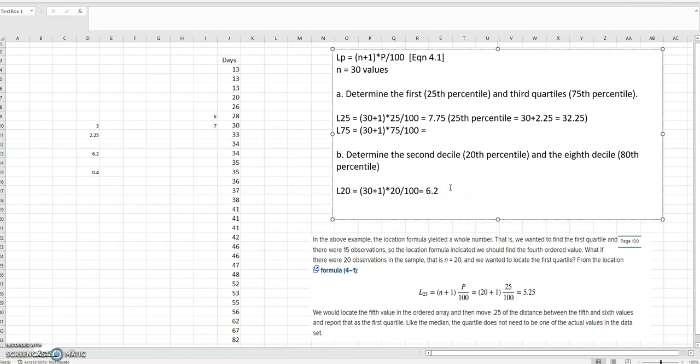So the 20th percentile is going to be 28.4, that being the sixth value and then 20% of the way between the sixth and seventh value. The difference between the sixth and seventh value is 2, and 20% of that is 0.4. So that's how I come up with 28.4.